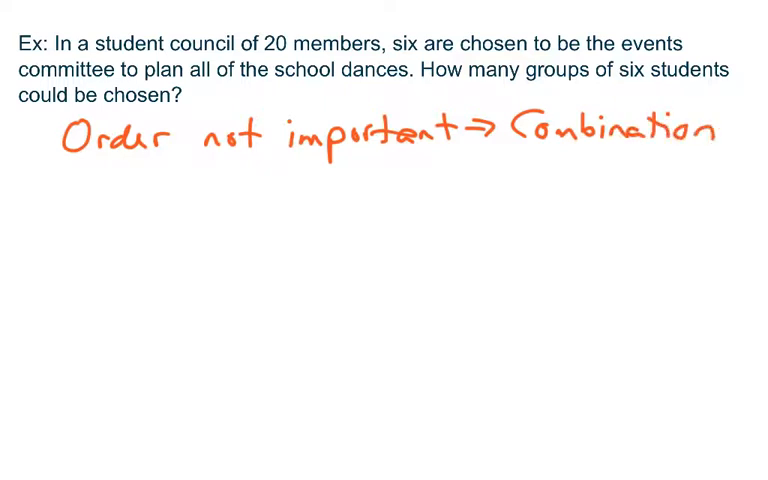If the order is not important, then this is a combinations problem. If it's combinations, we can use our shorthand, we can use our calculators. We're talking combinations, so we've got 20 kids. We're choosing 6 of them.